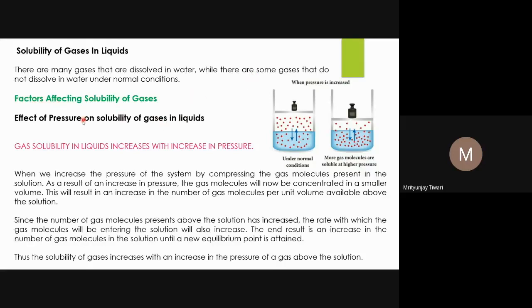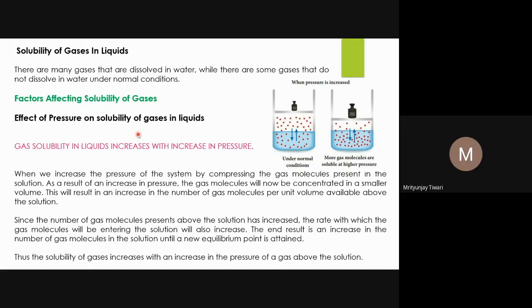Now let us look at the factors affecting solubility of gases in a liquid, and first, the effect of pressure. The first thing is the effect of pressure on solubility of gases in liquids. Here we have considered the solute as a gas and the solvent as a liquid. If you increase the pressure, then since gases are very highly compressible, the solubility might be affected. And how it will be affected, let us see.